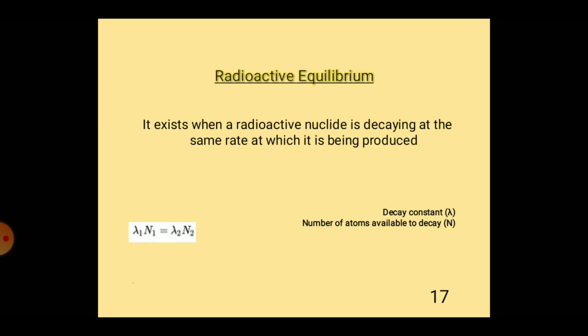Radioactive equilibrium exists when a radioactive nuclide is decaying at the same rate at which it is being produced. Here, lambda is the decay constant and capital N represents the number of atoms available to decay. If we multiply them with each other, we get the radioactive decay rate, that is capital R equals lambda into N. Since it's an equilibrium, the decay rate of the initial parent nuclei and the decay rate of the unstable daughter nuclei are equal, so we get the equation lambda 1 N1 equals lambda 2 N2.